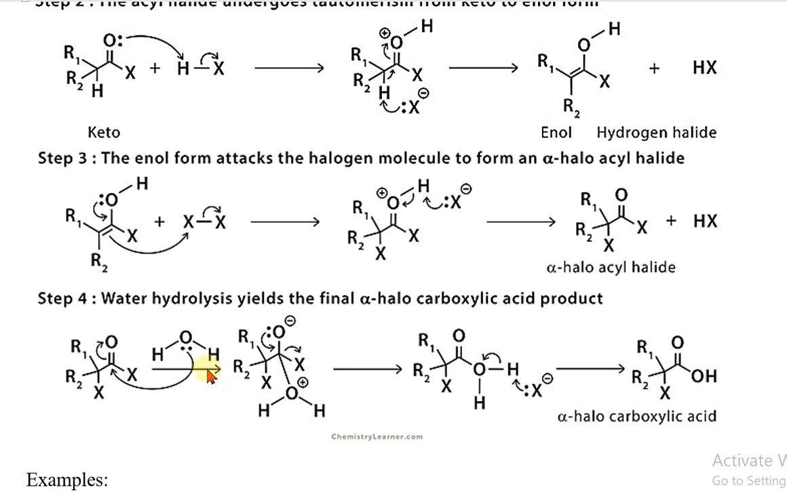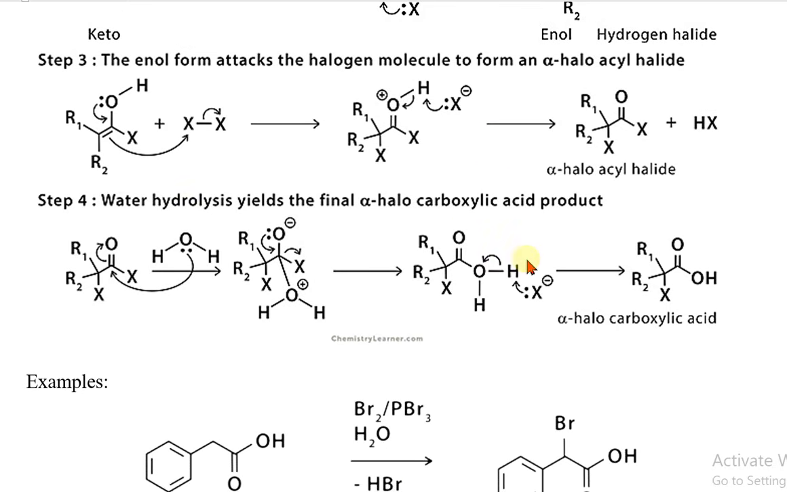So the final step is the reaction between the alpha halo acyl halide and water. The water adds across the carbonyl, and the halogen X is the leaving group and leaves the structure. Finally, the halogen takes a proton from the water because this oxygen is positively charged, put a positive charge here, and this gives the alpha halo carboxylic acid. This is the mechanism. Try to solve it.